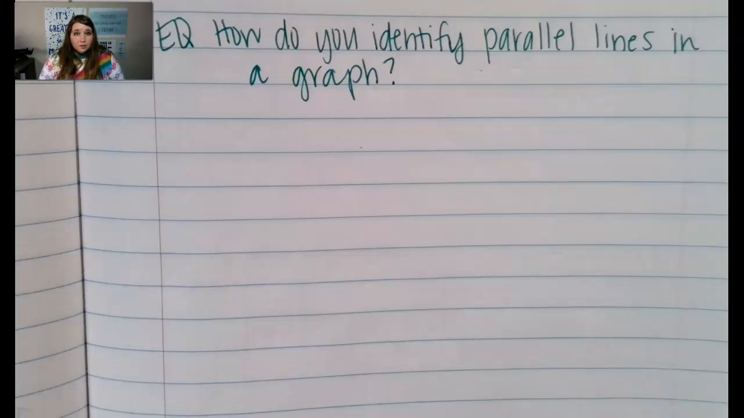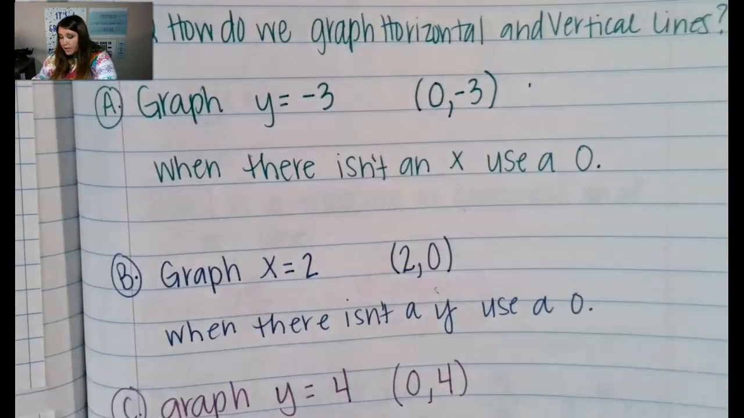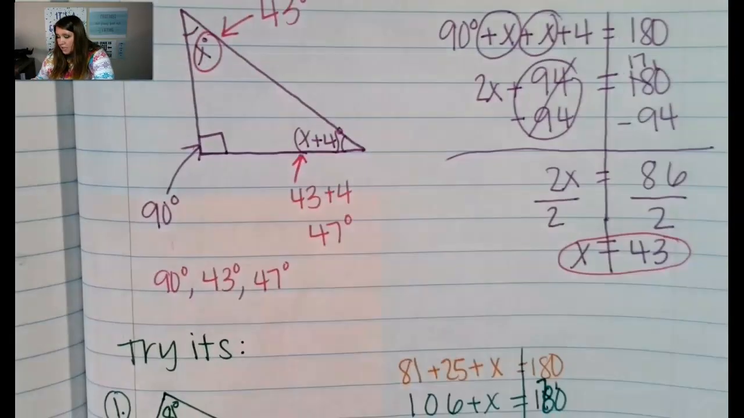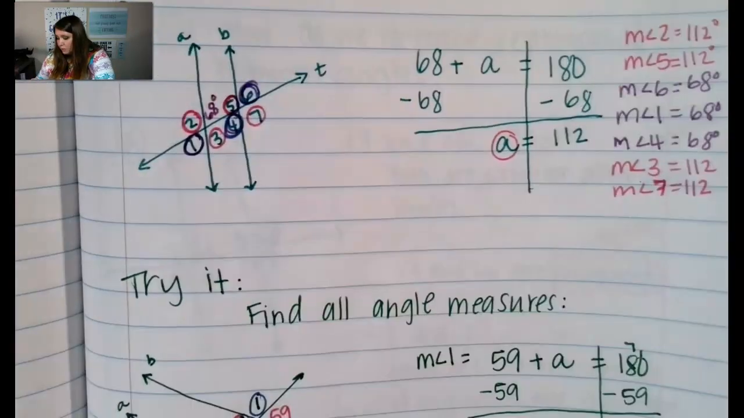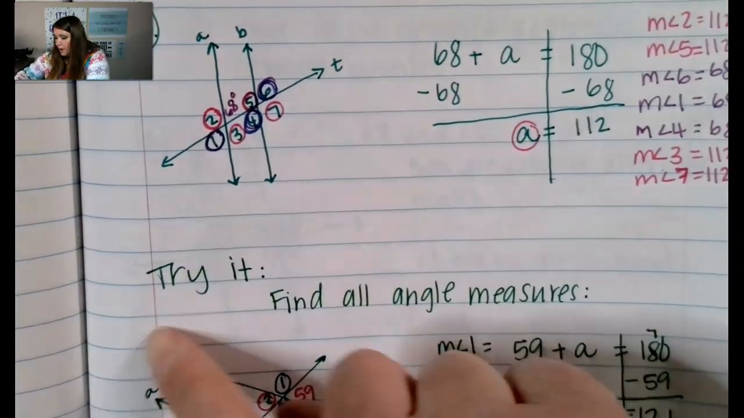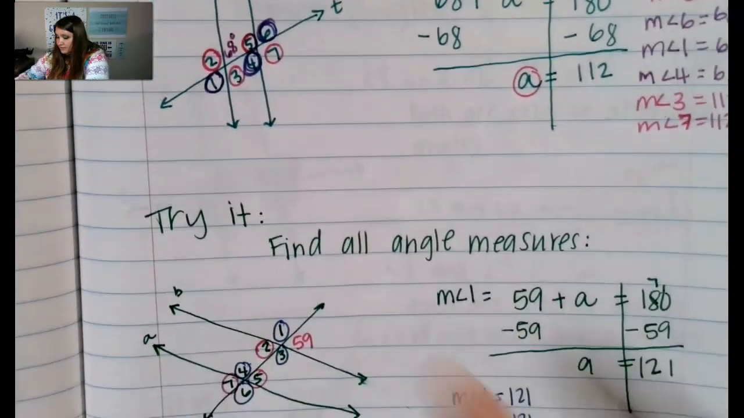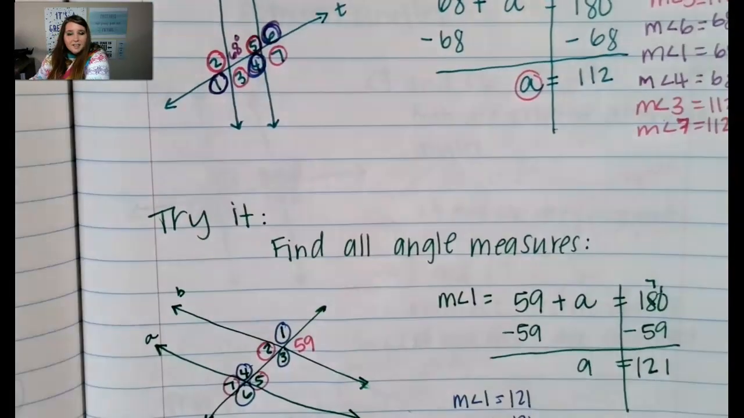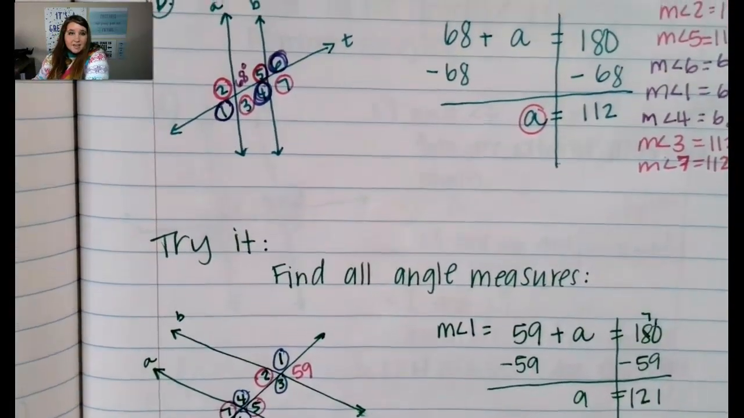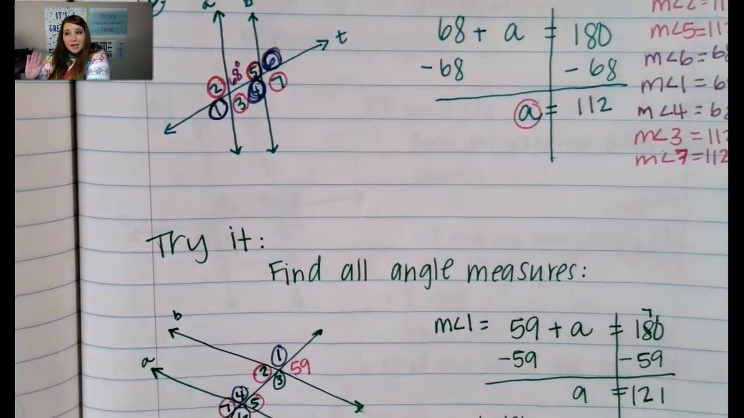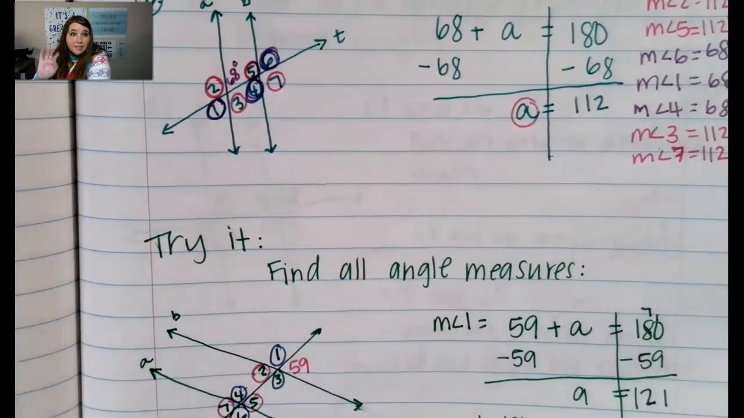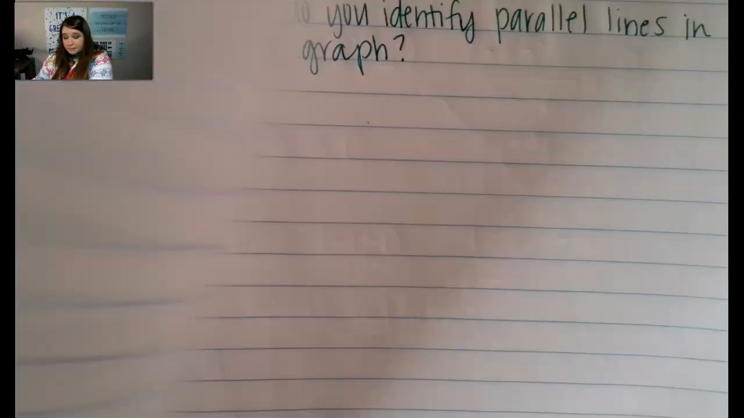Today we will be looking at how to identify if lines are parallel when they are in a graph. If we look back at our lesson about parallel lines, we know that parallel lines are lines that run parallel to each other, right? They go in a line and never touch. So they're side by side, never touching, parallel lines.